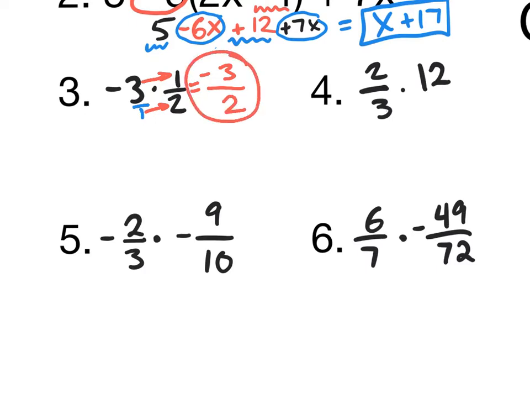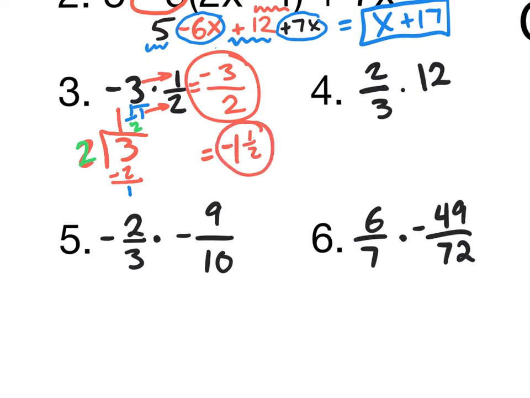And of course, you could change that improper fraction to a mixed fraction if you want. On my quiz, you could leave it as an improper. But let's say you're taking a multiple choice test. 3 divided by 2, it'll go in 1 time. You'll have a remainder of 1 over the original 2 that you were dividing by. So the answer is 1 and 1 half. So you could rewrite it as negative 1 and 1 half. But this is totally fine with me.